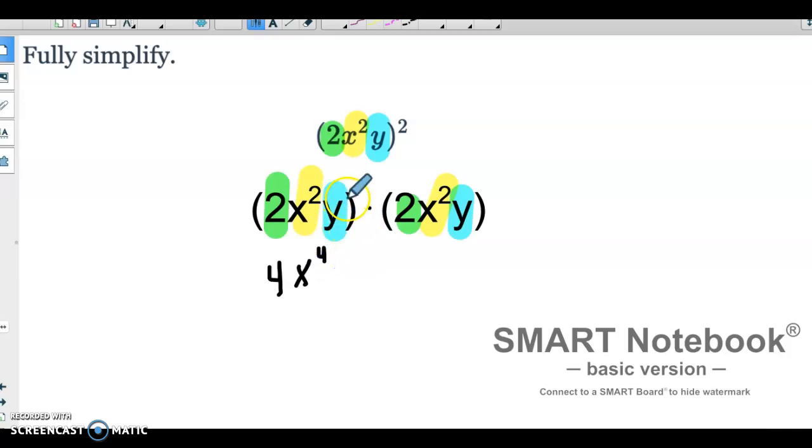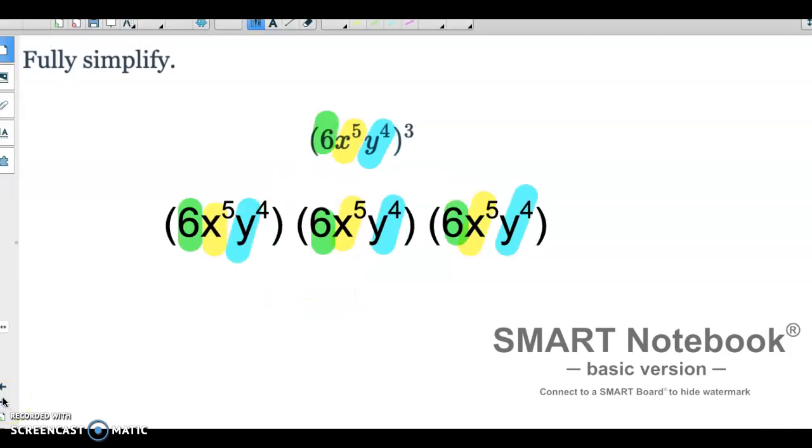And now for our y's, remember, when there's no exponent written, we assume it's a 1. Keep the base, add the exponents. 1 plus 1 is 2. So our final answer here, let me go through and highlight the pieces. We have 4, x to the 4th, y squared. It is completely simplified because there are no negative exponents.